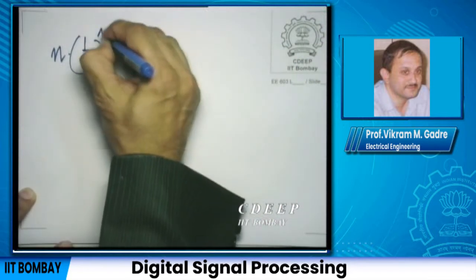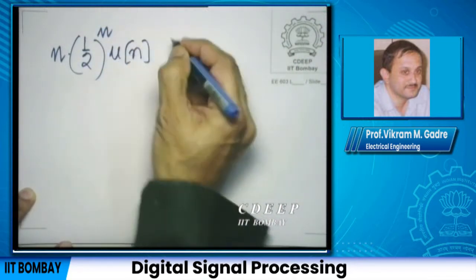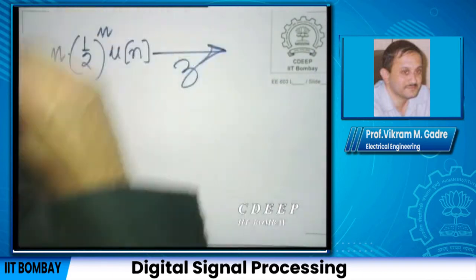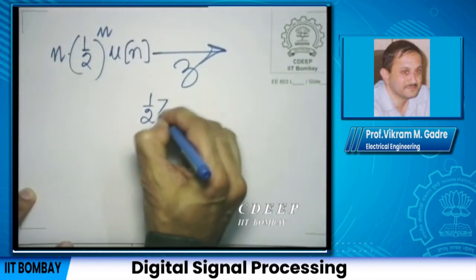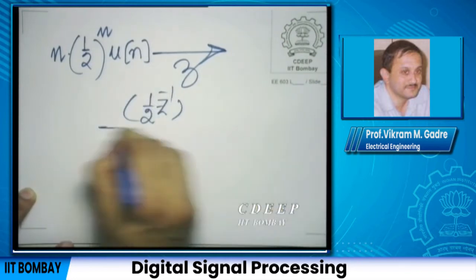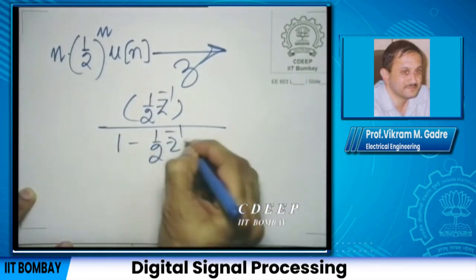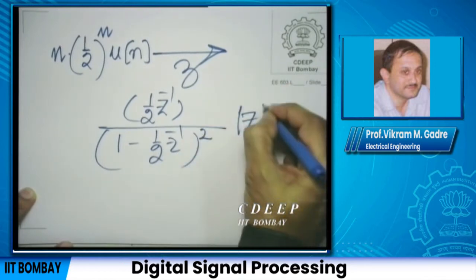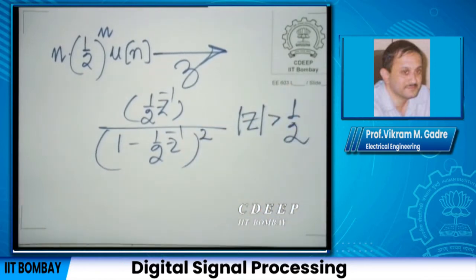When you want to remove a z inverse, you need to multiply by z. Multiplication by z is equivalent to advancing the sequence by one step. That means replacing n by n plus 1. So, it is very clear to us that n times half to the power of n, u[n], would have the z transform half z inverse divided by (1 minus half z inverse) the whole squared, with the region of convergence mod z greater than half.